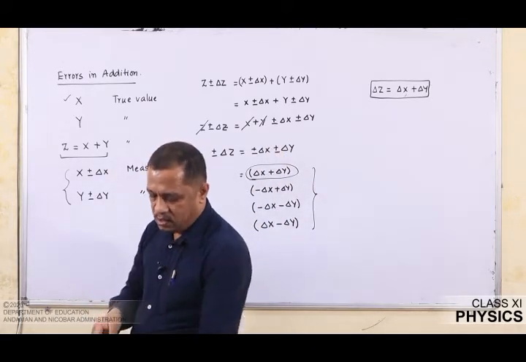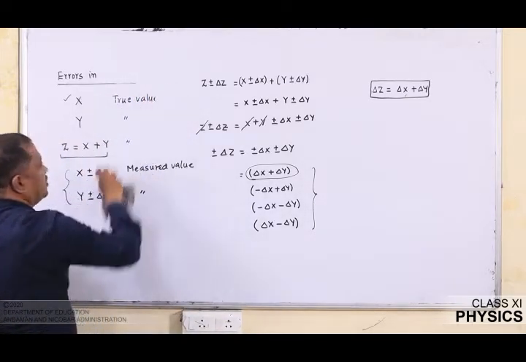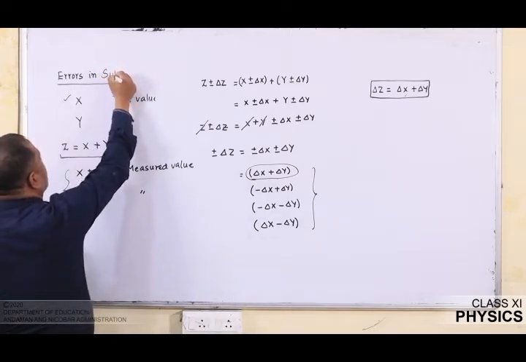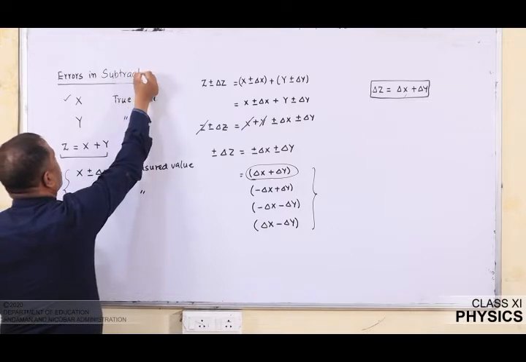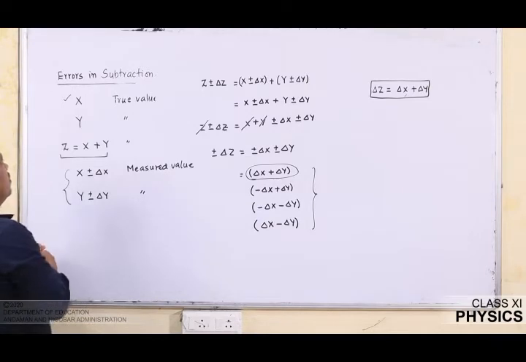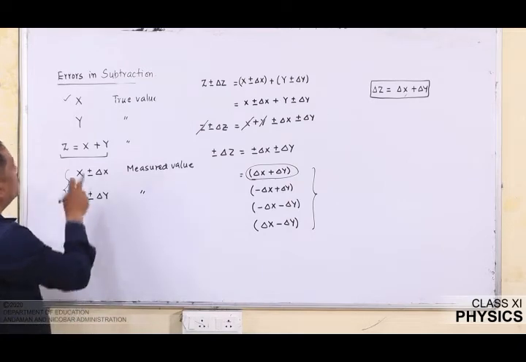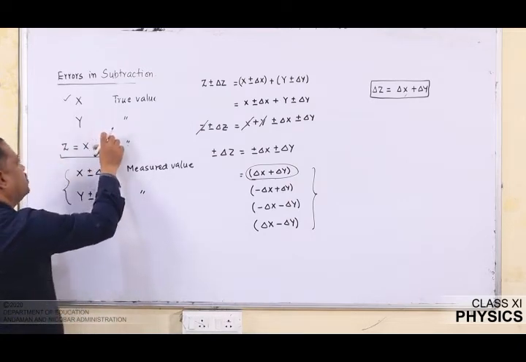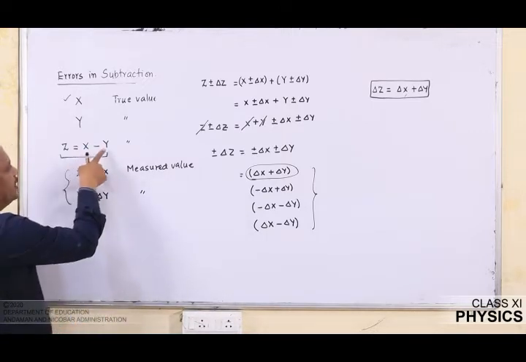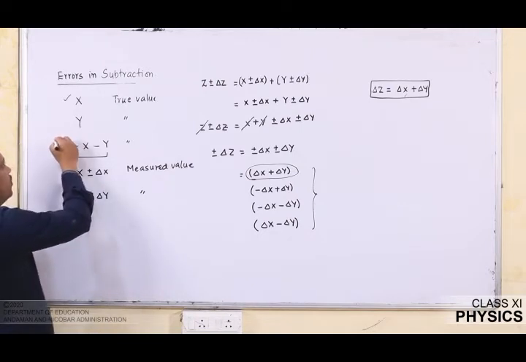Now, we can look for the error in subtraction. So, let us put this way: error in subtraction. Again, let x be the true value and y be the true value of the two physical quantities, and I want to subtract. In that case, let me put this way: x minus y. I want to subtract y from x. When I subtract y from x, I am going to get the result z. So, z is the true value for me now.